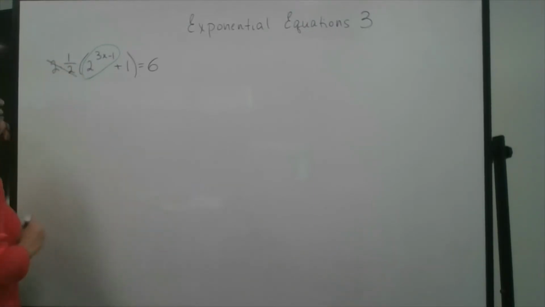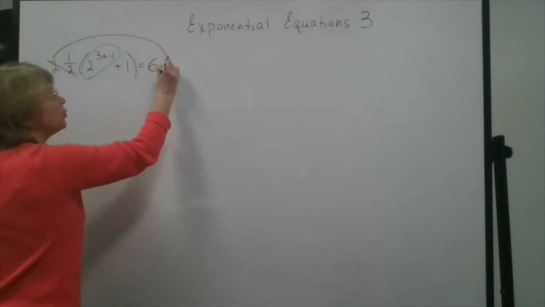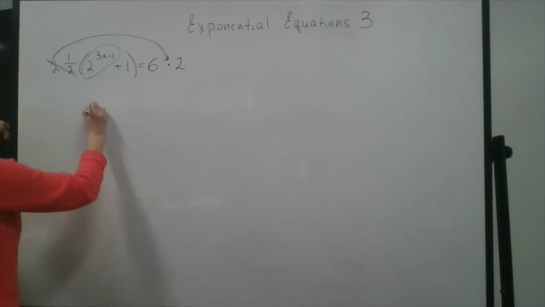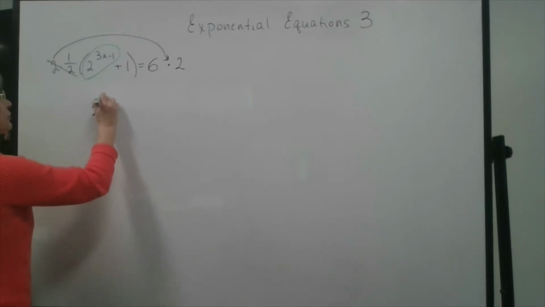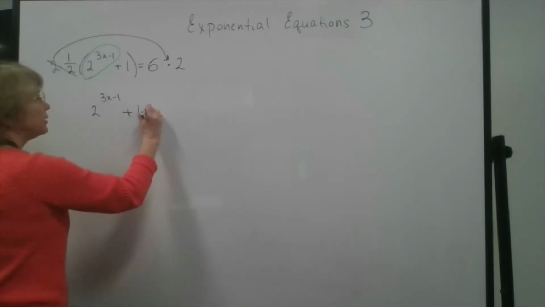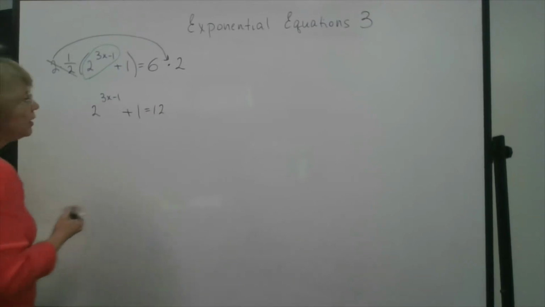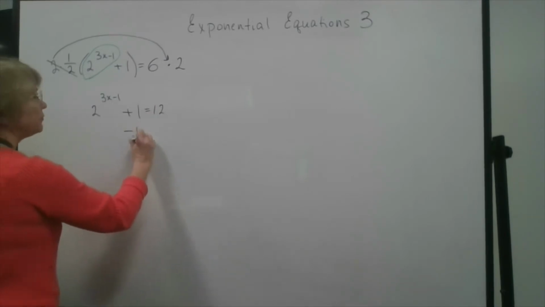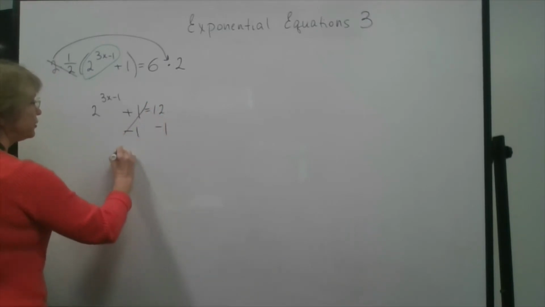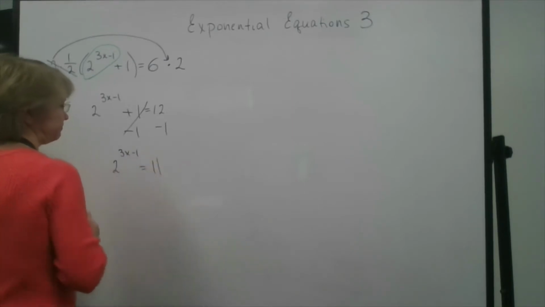This will cancel out. And you remember, whatever we do to one side, we do exactly the same to the other side. We have 2 to the power 3x minus 1 plus 1 is equal to 12. Next step, we will subtract 1 from both sides. Easy enough. It will be 2 to the power 3x minus 1 is equal to 11.